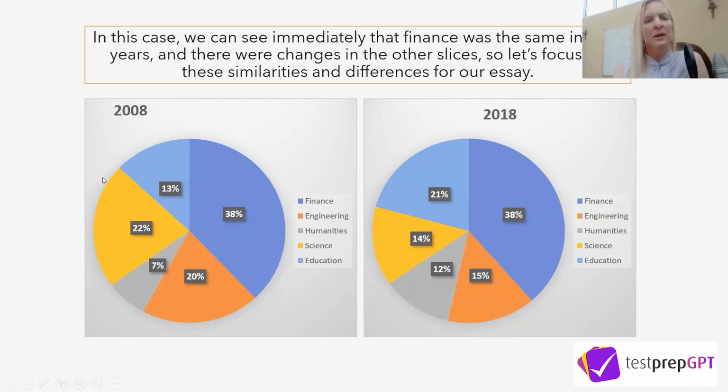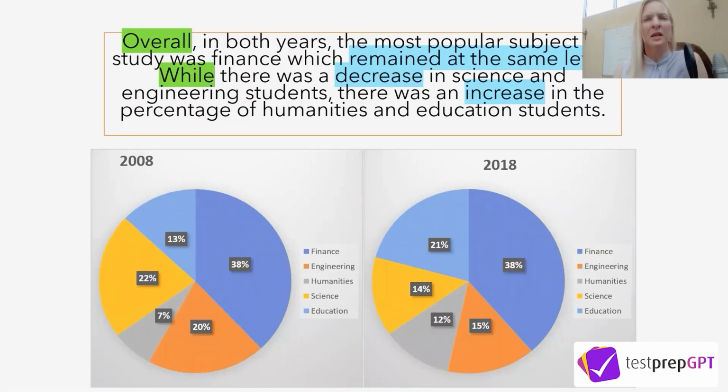All right, because finance stayed the same, then we can make these comparisons. So let's just put that in writing. So overall, that's a nice linker to use for your overview. Overall, in both years, the most popular subject of study was finance, which remained at the same level.